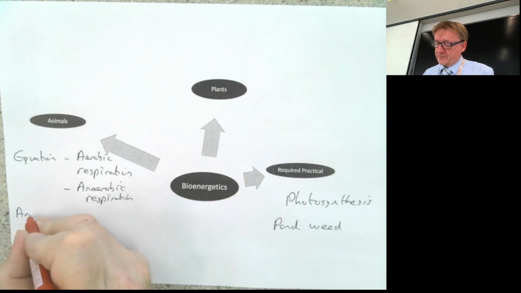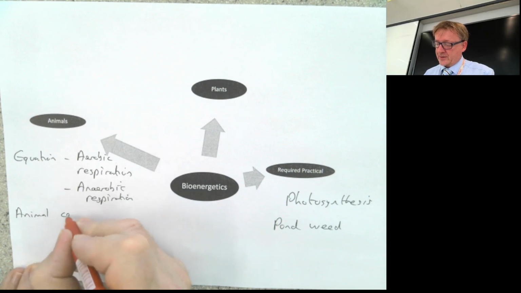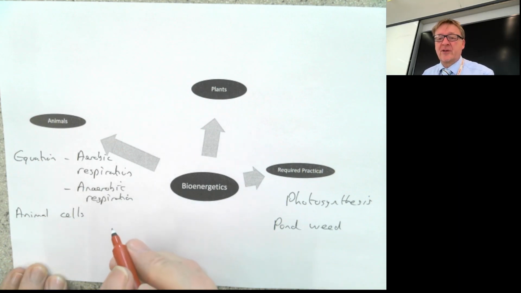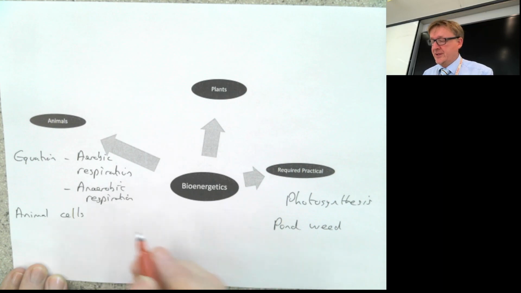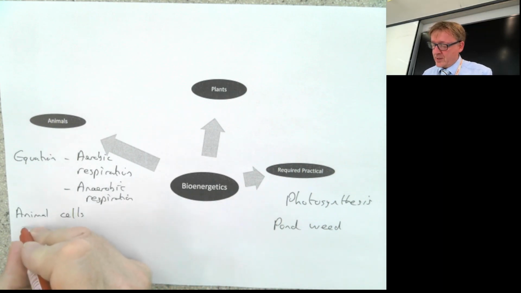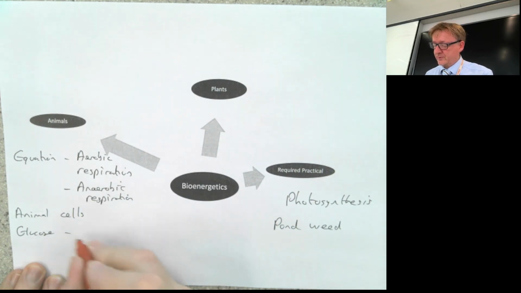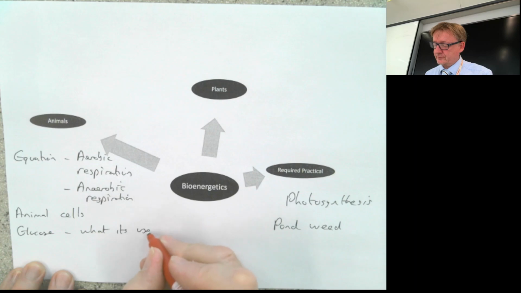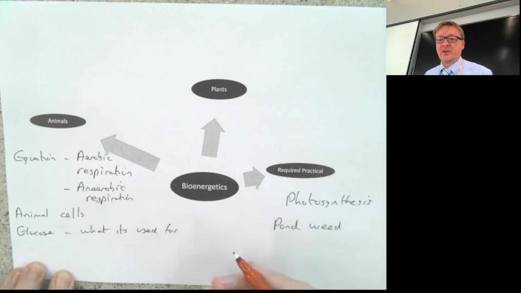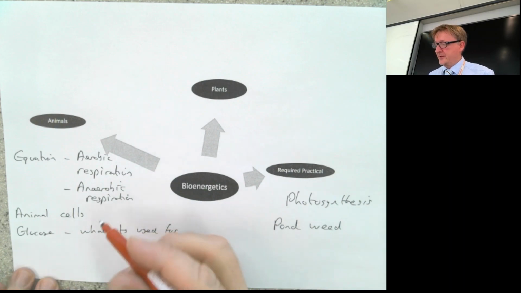Details again, we go back to animal cells, where you need to know the 5 parts of the animal cell, and for each one of those you need to know its function. From the respiration, you need to know about glucose, what it's used for. So for example, it could be for energy, right, but then there's obviously more detail that is then included in that.